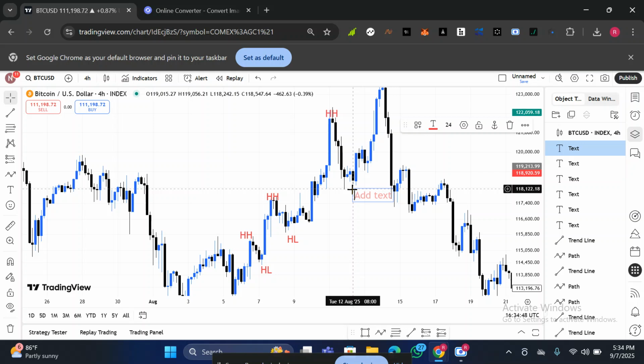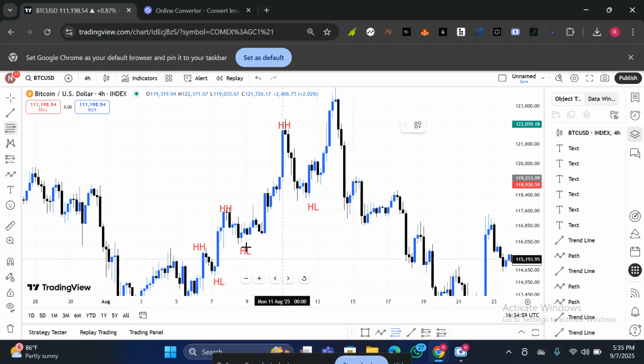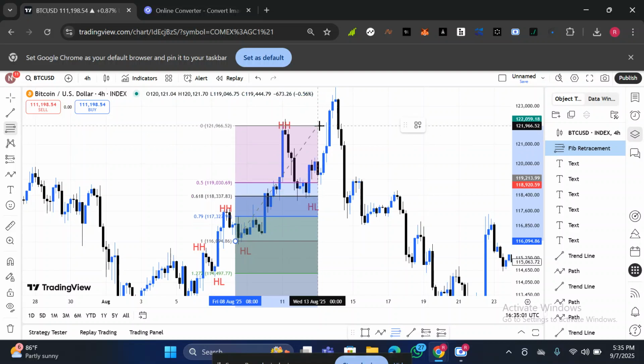So we are going to be using these confluences to trade. If you notice the market is giving you this form, you wait for a retracement and take your buy. Put your fib setting from here to this particular top.